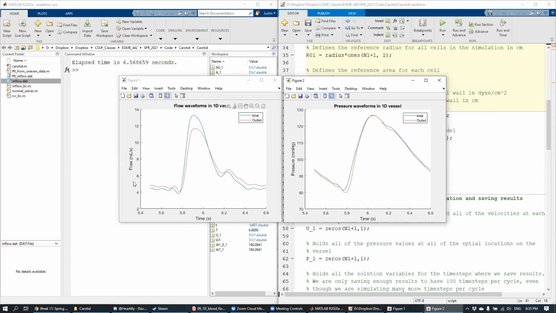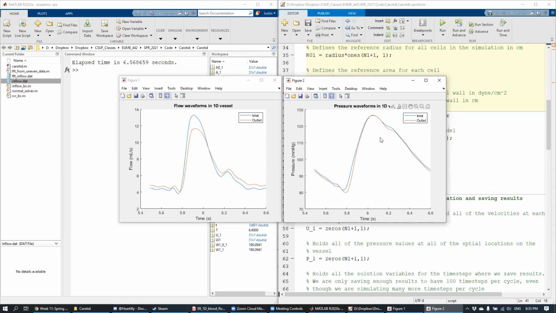And so on these, you can see that there should be two lines here. And so in the blue, you can see I have the flow waveform at the inlet. And in the red, I have the flow waveform at the outlet, right? So that's basically at the two extremes of the vessels, right? And so at the very inlet and at the very outlet. And you can see here, I have the same thing for the pressure, okay? Right, and so you can see that these curves are different, right?